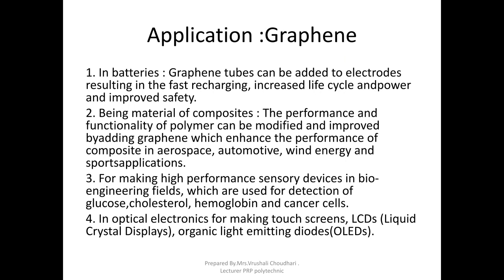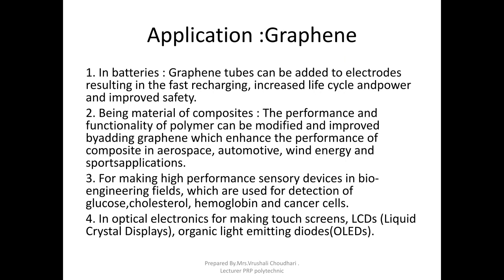It is used for making composite materials. The performance and functions of a polymer can be modified and improved by adding graphene, which enhances the performance of composites in aerospace, locomotive, wind energy and sports applications. They are also used for sensory devices in the bioengineering field, which are used for the detection of glucose, cholesterol, hemoglobin and cancer cells.